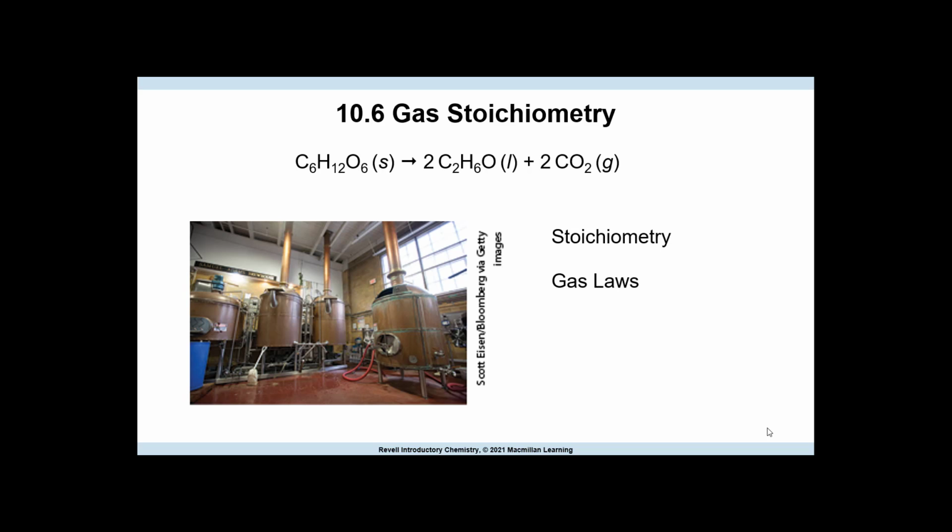For example, the process of fermentation used in beer and bread involves the reaction of glucose to form ethanol and carbon dioxide. To conduct this reaction safely, we need to be aware of how much gas is being produced. In this fermentation reaction, how much carbon dioxide is produced for each kilogram of glucose that reacts? To answer a question like this, we must combine the rules of stoichiometry, which is from chapter 7, with the gas laws.